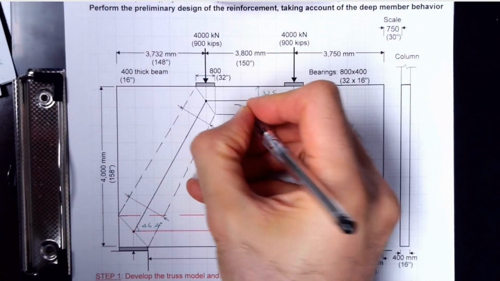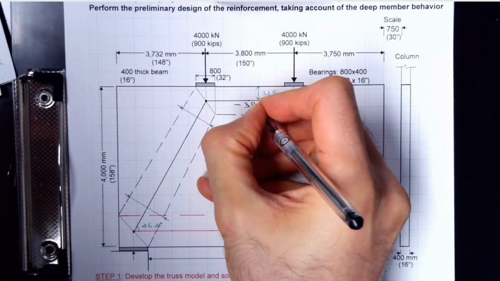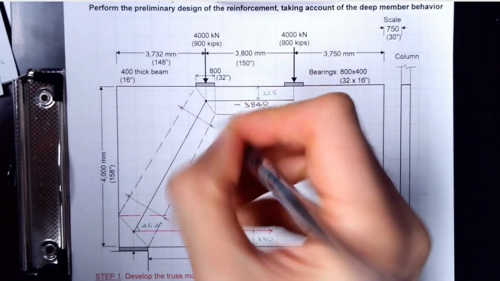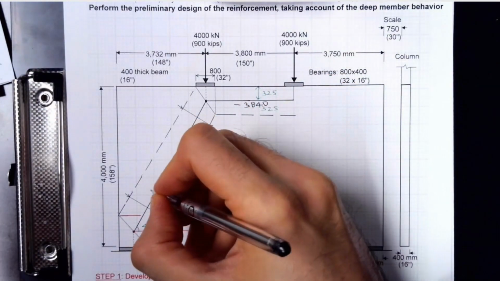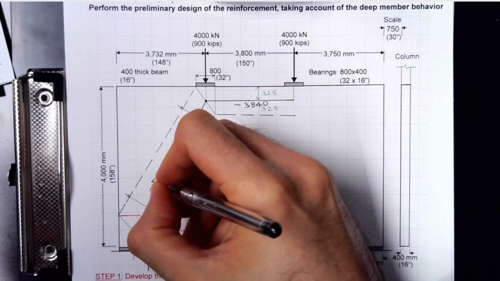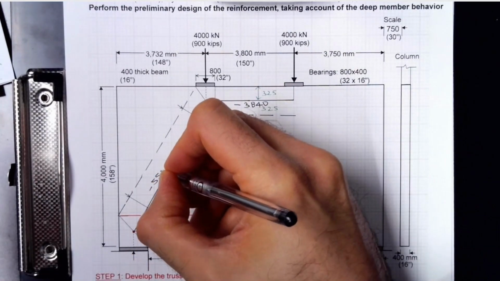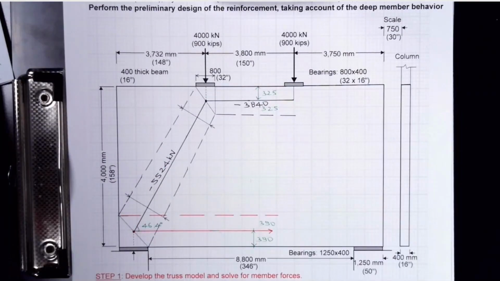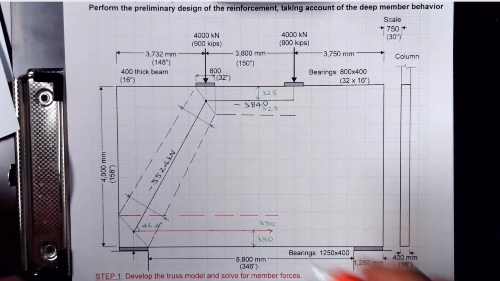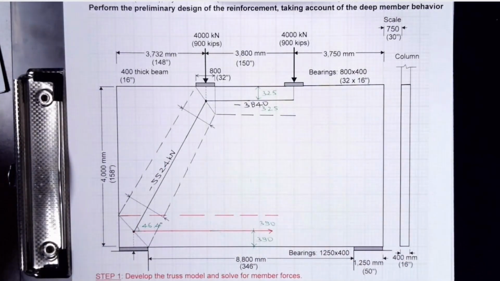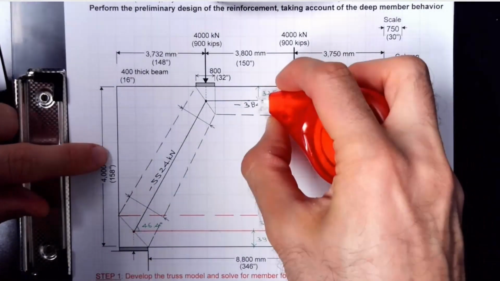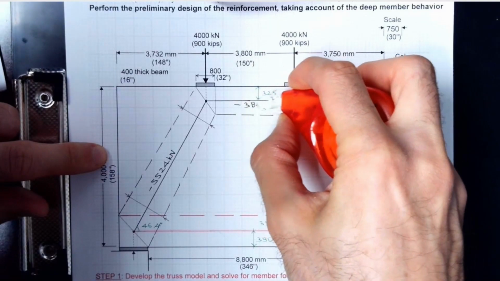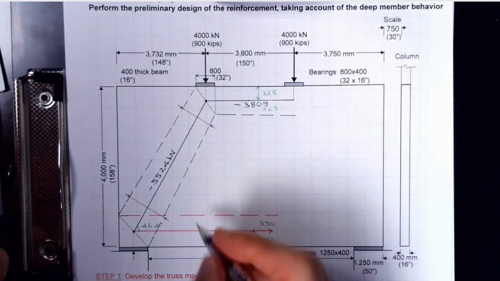This is the compression would be here 3840. Double check my numbers. You might find slight variations, but most of the time they would be exact. 3809. So that's what I'm seeing in my solution. Yeah, it is. Yeah, 3809. Not 40. The tension will be the same.